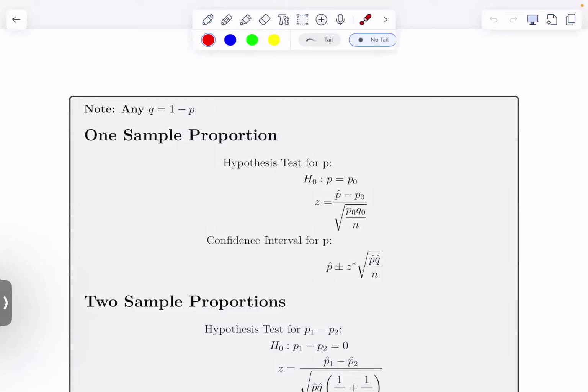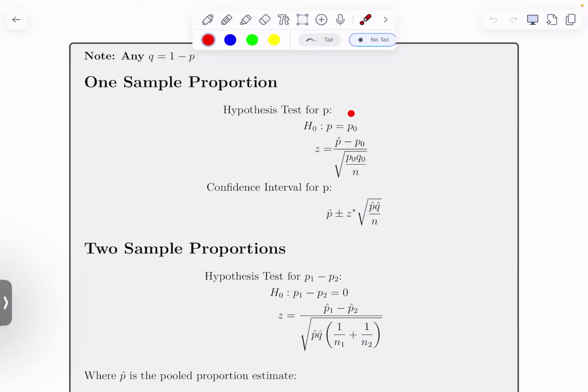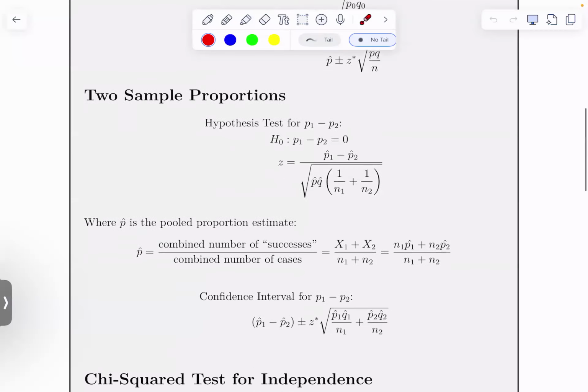I've outlined the things you need for a hypothesis test: the null hypothesis, what the test statistic is, and how you build a confidence interval. And then two sample proportions. We did a hypothesis test comparing the two proportions, P1 to P2. If they're the same, which is what we start out assuming, then P1 minus P2 must be 0.